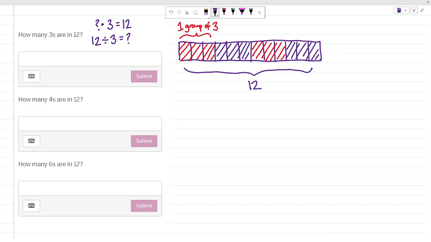So how many groups of 3 do I have? Well, I see 1, 2, 3, 4 groups of 3. So there are 4 3s in 12.